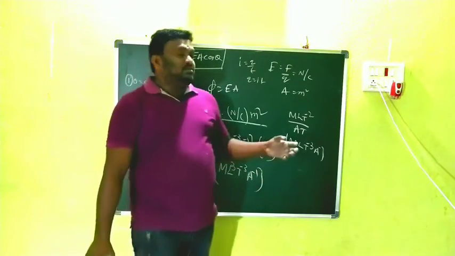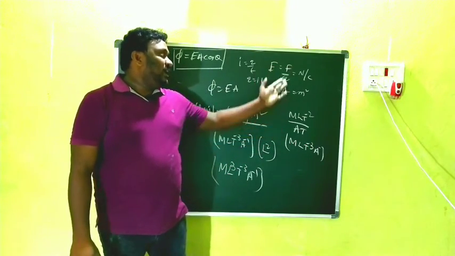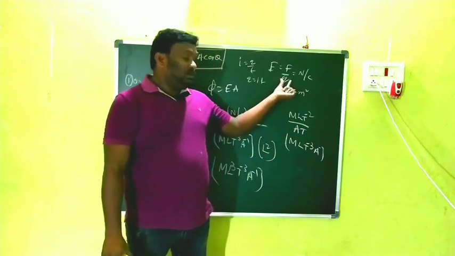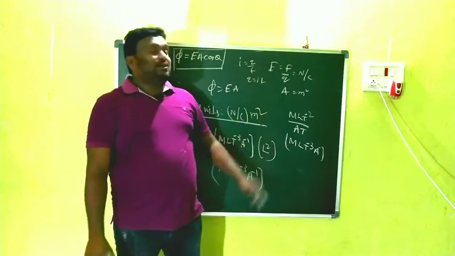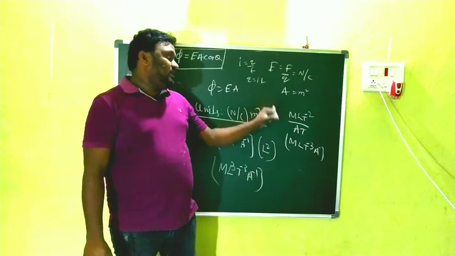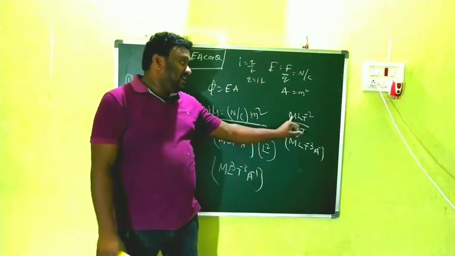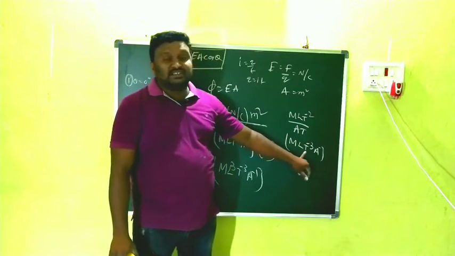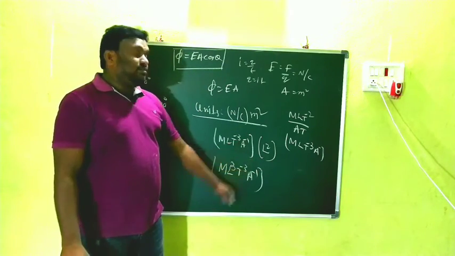Clear? Dimension of flux: simply we have E is equal to F by Q. F means force, M L T inverse 2. Q means charge. For charge, I is equal to Q by T, so Q is equal to IT. For current we have ampere, time T. Then I write M L T inverse 2 by AT. Then we get M L T inverse 2 A inverse 1 T inverse 1, that means T inverse 3. Clear? That's why I'm writing here M L T inverse 3 A inverse 1.